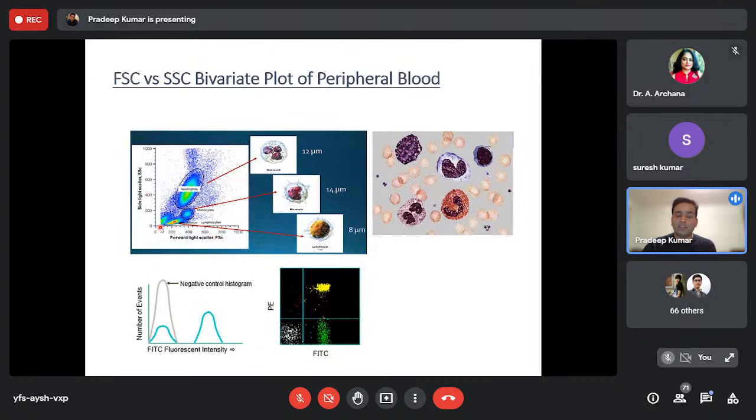Okay, and the red blood cells and the platelets are of really small size and with no granules, so they will be sitting over here. So you can see there are different signals: negative population, positive only for green, positive only for red. But if that cell is expressing this marker as well as this marker, then it's a double positive. So this is double negative, this is single positive, and double positive.